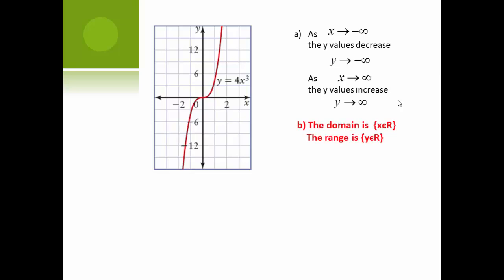Our domain and range are pretty simple. We've got x being an element of R and y being an element of R. And you will notice we have a point of symmetry here about the origin. If we look closely, we rotate it 180 degrees, and it coincides with itself.